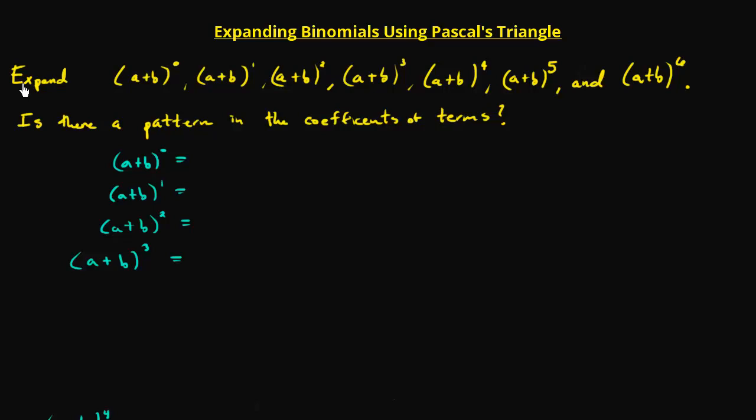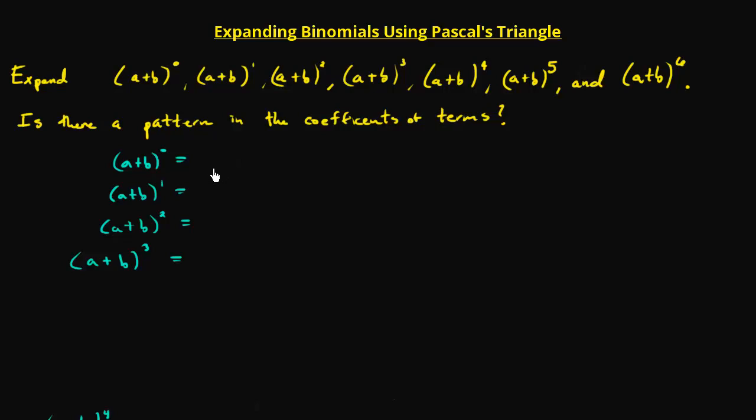So let's suppose we have (a + b) to the power of 0, (a + b) to the power of 1, (a + b) to the power of 2, to the power of 3, 4, 5, and 6, and so forth. So let's expand these, and then let's see if we can find a pattern in expanding the binomials.